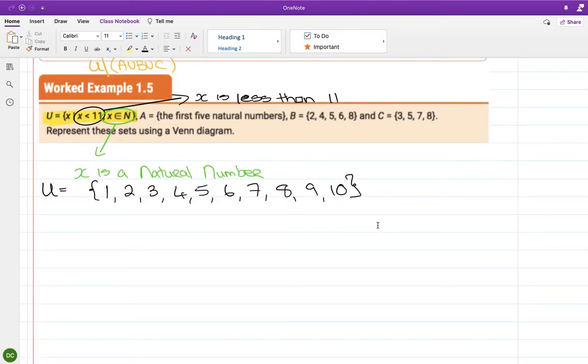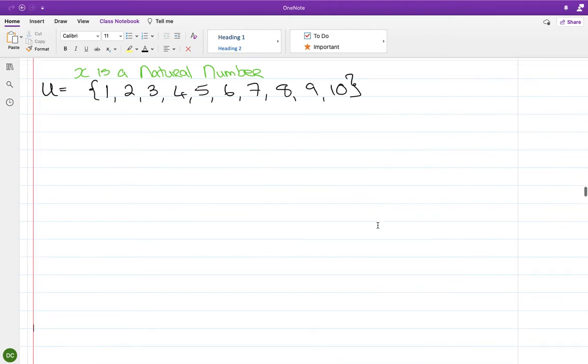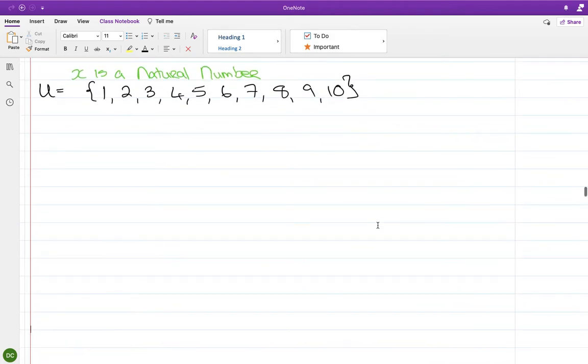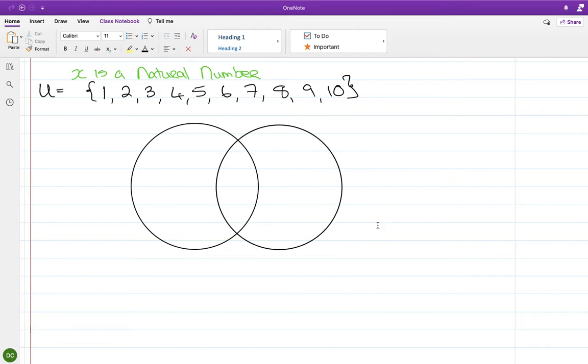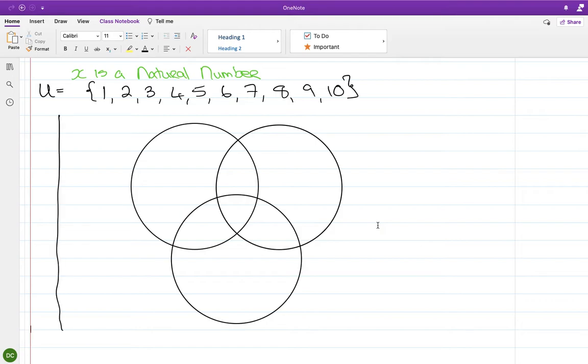Okay, you will see here that we have set A, set B, set C. Okay, so no surprise, it's a 3-set Venn diagram. So let's draw it. Just leave that there. Okay, so we have set A, set B, set C, and then we'll do our universal rectangle.